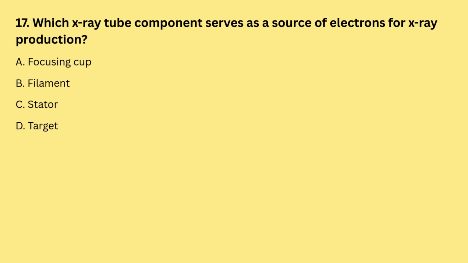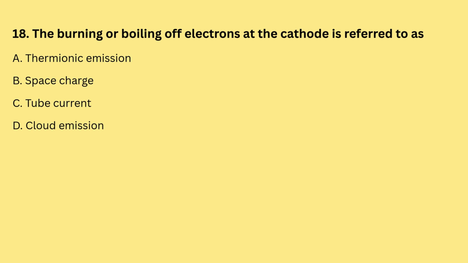Vacuum tubes. Number 17. Which X-ray tube component serves as a source of electrons for X-ray production? A. Focusing cup, B. Filament, C. Stator, D. Target. Answer is B. Number 18. The boiling off of electrons at the cathode is referred to as A. Thermionic emission, B. Space charge, C. Tube current, D. Cloud emission. Answer is A.